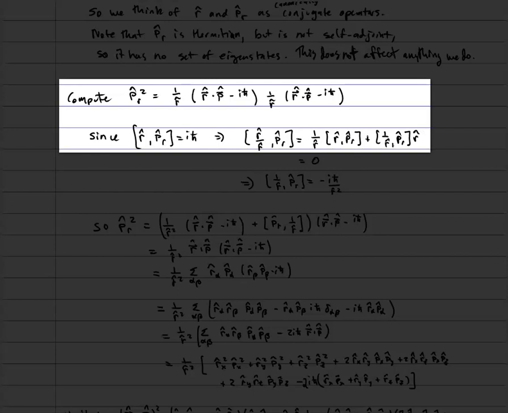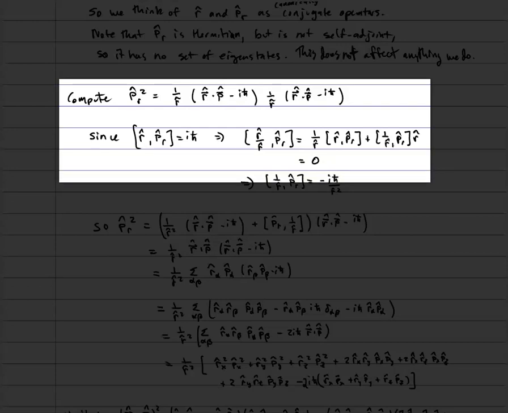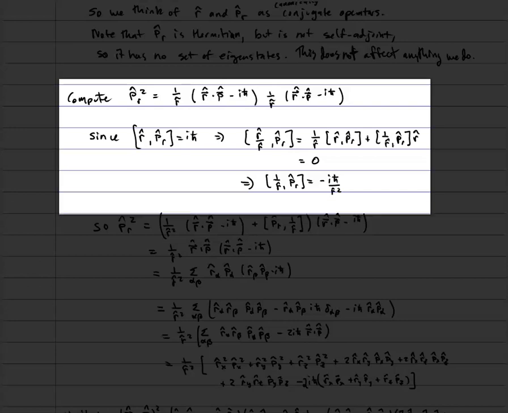Now, because the commutator of PR with 1 is equal to 0, we rewrite 1 as R hat over R hat. Then we use the Leibniz rule to separate out a commutator of R with PR and a commutator of 1 over R hat with PR. Because that total sum is equal to 0, we can verify that the commutator of 1 over R hat with PR is equal to minus iħ over R hat squared. All right, so now we just have a commutation relation to work out.